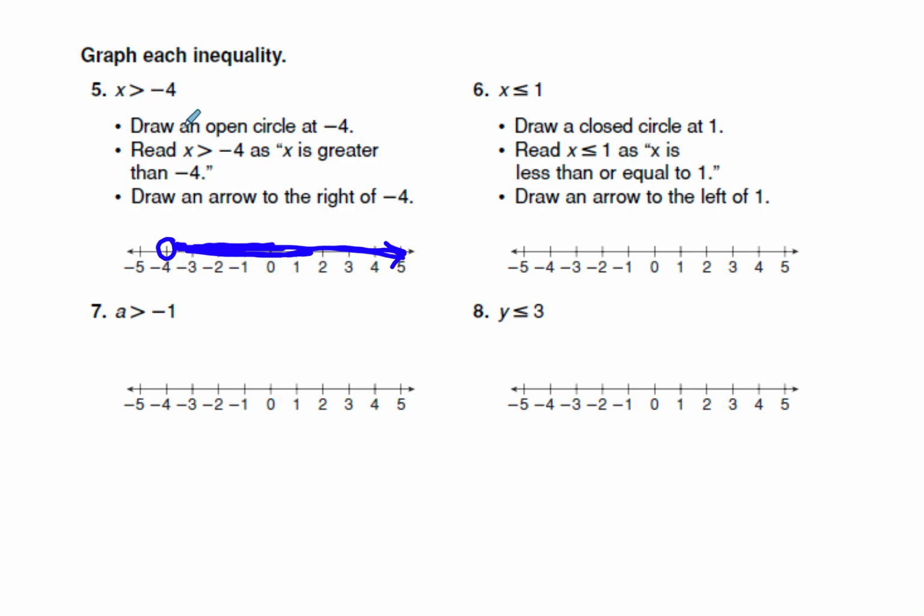2 is greater than negative 4. I'm shading numbers that would make that inequality statement true. All right, number 6: x is less than or equal to 1. Closed circle, it could be 1.